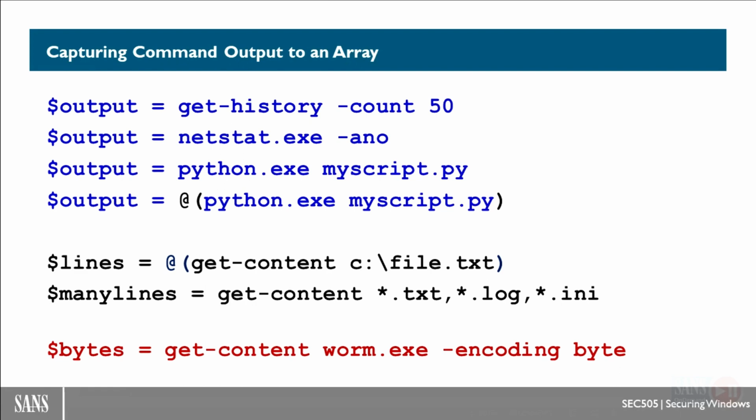So as we can see at the bottom here, I'm getting the contents of worm.exe. Let's say that's a ransomware worm that's been spreading inside the LAN. We're going to read that into an array of bytes, and now I could do things like extract the PE header, or attempt to deobfuscate or decompress the file.